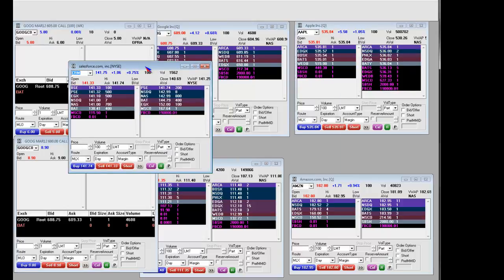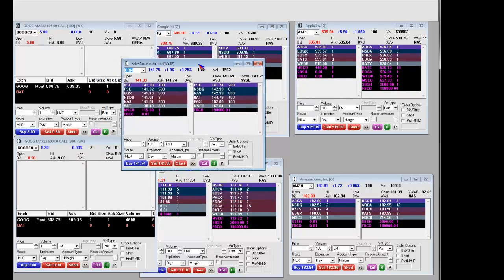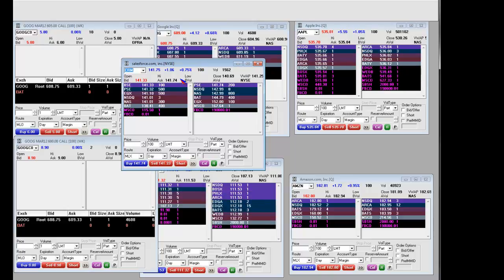CRM, on the other hand, Salesforce, has been working off of support levels yesterday, $2. So we're going to be covering that, and then the upper end of the resistance channels. Going to be up there at 143.90. Okay.